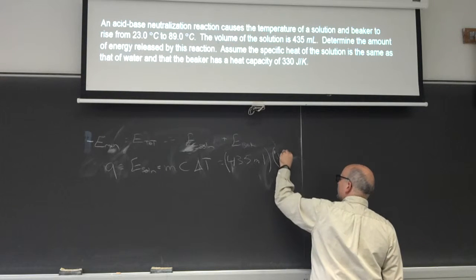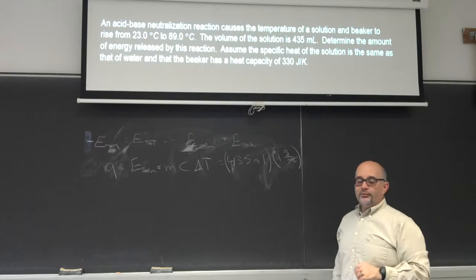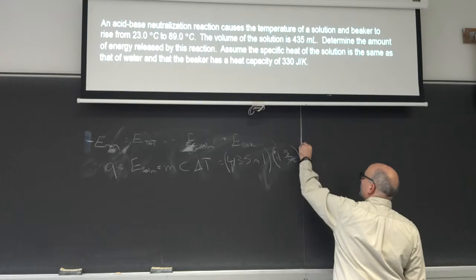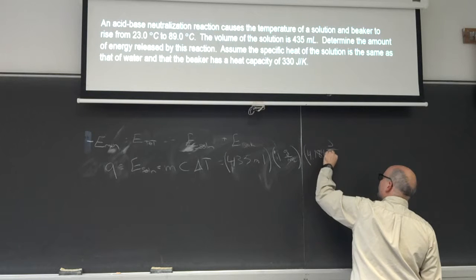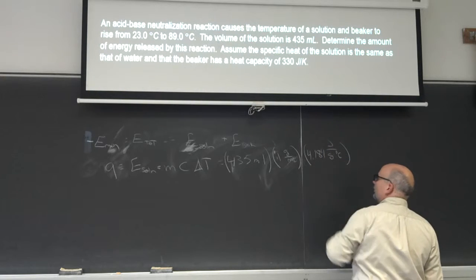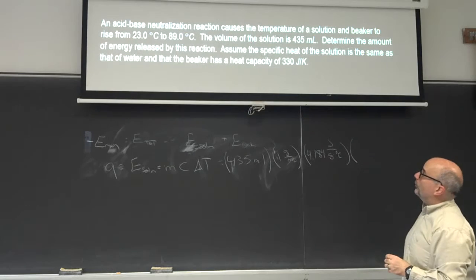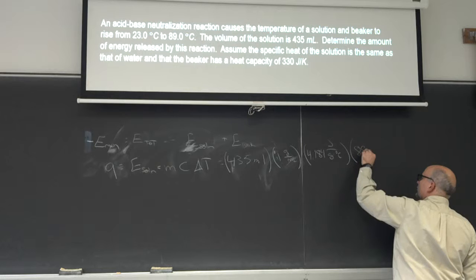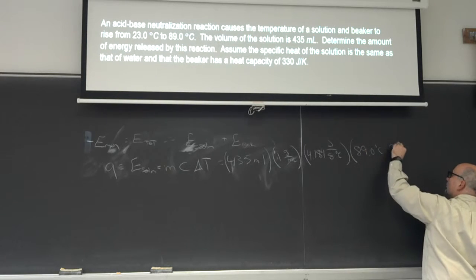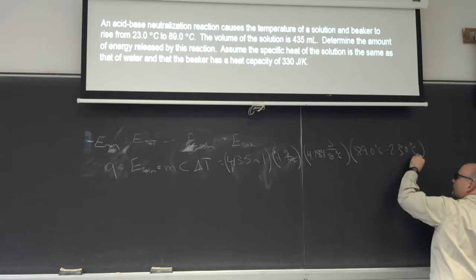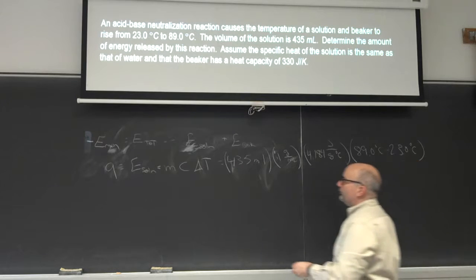Now, we told you that the specific heat capacity is pretty close to that of water. So its density is probably pretty close to that of water too, namely 1 gram per milliliter. And so the heat capacity is going to be 4.184 joules per gram per degree Celsius. And finally, we need to know what the delta T is, and you were given all of those quantities. So that's just 89.0 degrees Celsius minus 23.0 degrees Celsius.